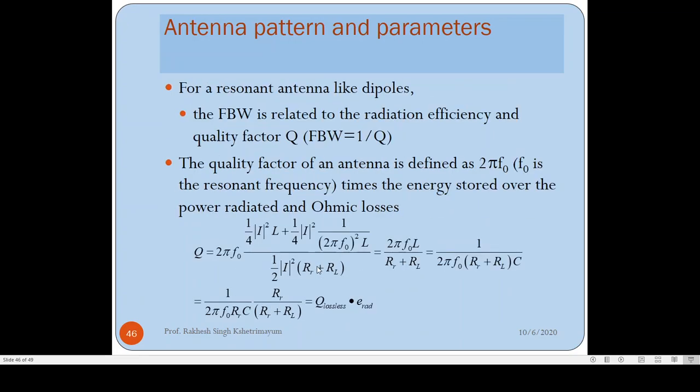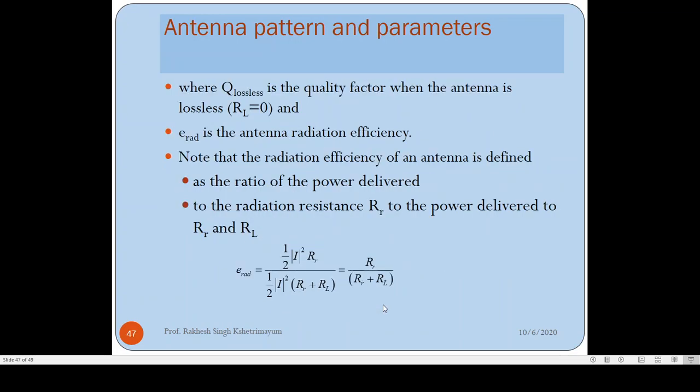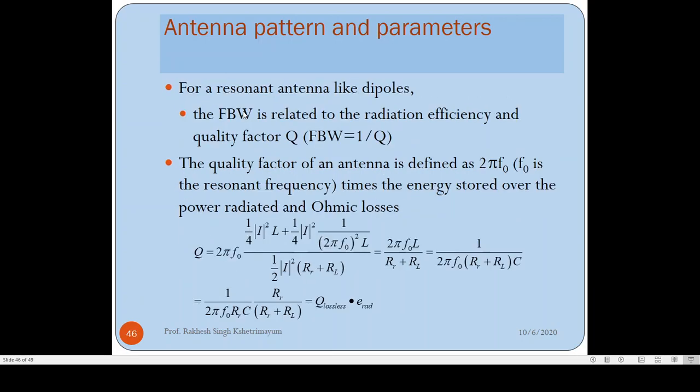So the quality factor of antenna can be expressed as quality factor for the lossless case multiplied by the efficiency of the antenna. In the lossless case, you don't have any losses, RL will become 0, then in that case Q will become Q lossless, and efficiency will become 1.